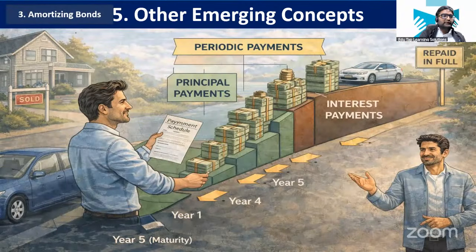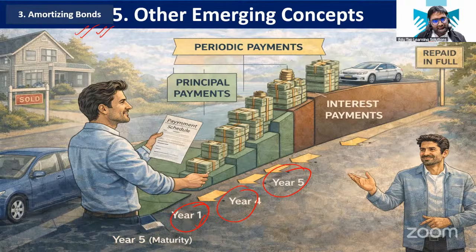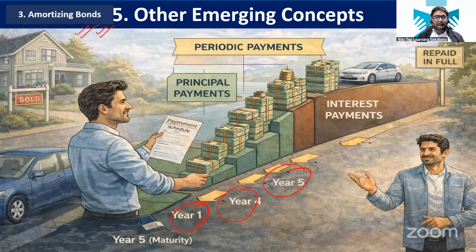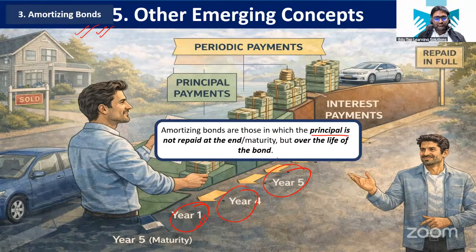Now moving ahead, there is another kind of bond which is called an amortizing bond, wherein the payments are done one by one, like a loan, in installments. First year you are paying some amount, second year some amount, third, fourth, fifth year, some small amount of the initial principal you are paying back in installments. So that is called amortizing. An amortizing bond or loan is one wherein the principal amount is paid in parts, not at once at the end. It is just the opposite of a balloon repayment loan. Is it understood? The definition is that principal is not repaid at the end but over the life of the bond in installments.